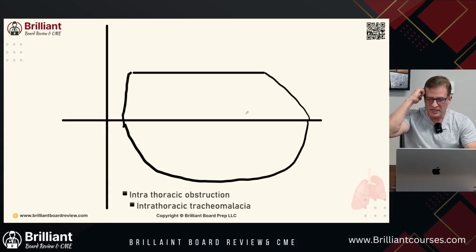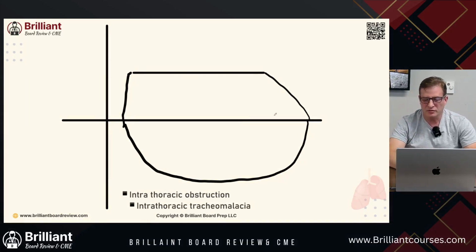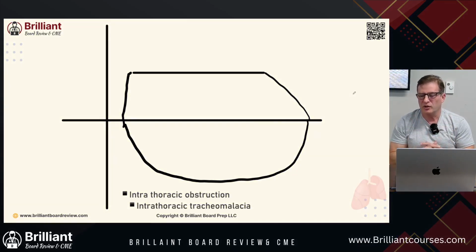Now, this is an intrathoracic obstruction. Intrathoracic includes the trachea, the bronchi, the bronchioles, and the alveoli. An example would be tracheomalacia. What is this?